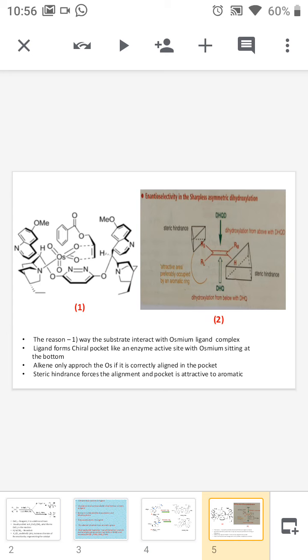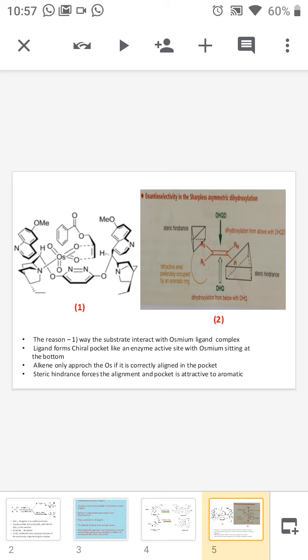You know that an enzyme active site is highly specific. Similarly, the osmium tetroxide complex will create a chiral pocket in which the osmium sits at the bottom. An alkene only approaches the osmium if it is correctly aligned in the pocket. The steric hindrance also forces the alignment, and this pocket is very attractive towards the aromatic ring. Thus hydroxylation will occur.